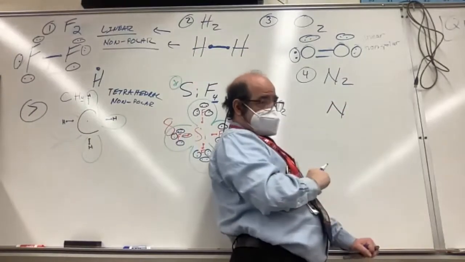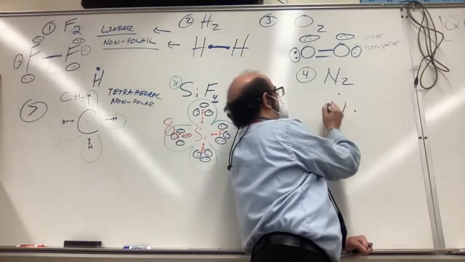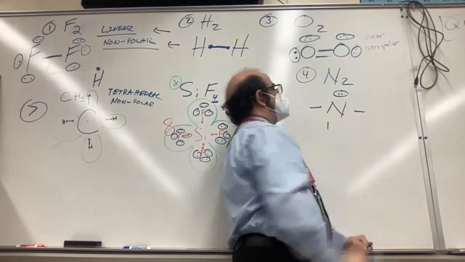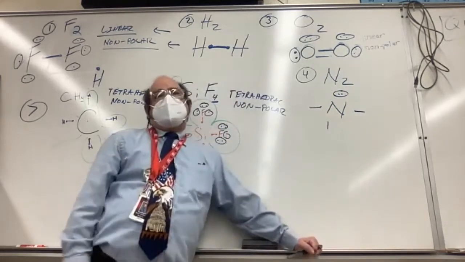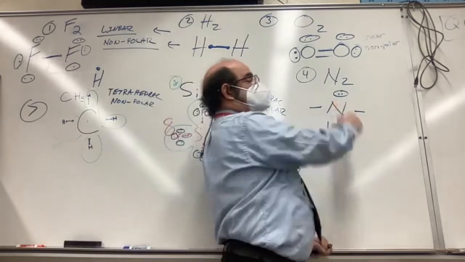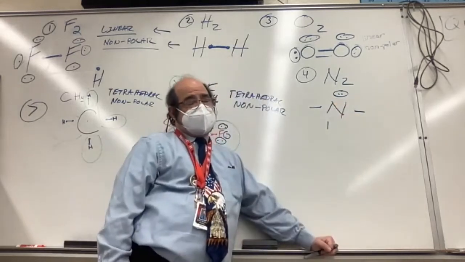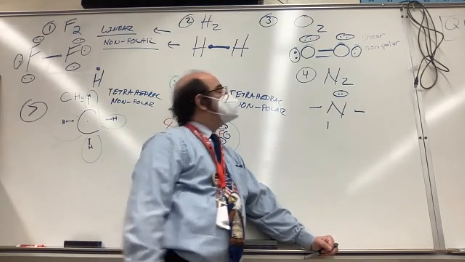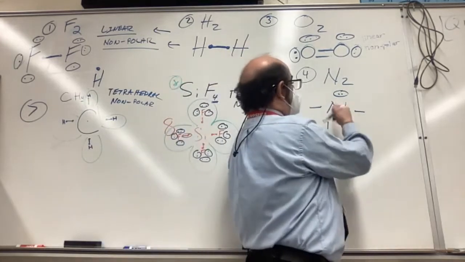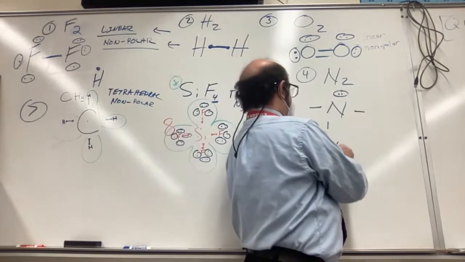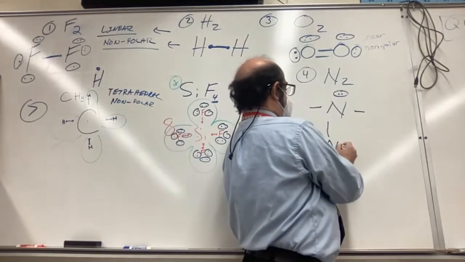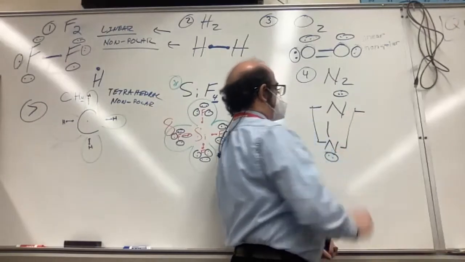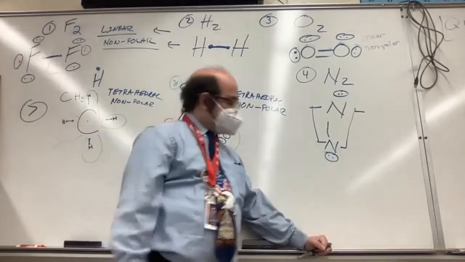N has how many? 5. 1, 2, 3, 4 pair. We're taking another N, its twin, and putting them together. What are you going to get? A triple bond. You could draw it upside down like this. Watch me do it. N, bond, bond, bond, pair. But that looks confusing.